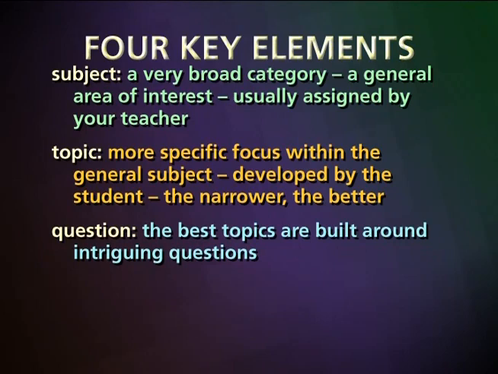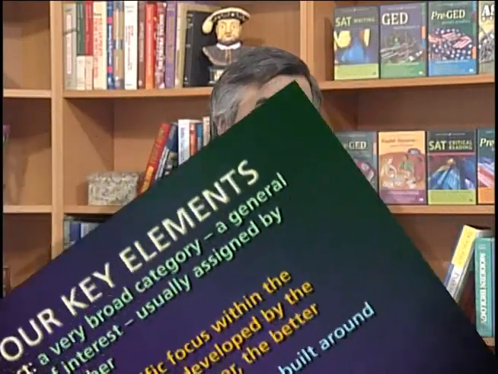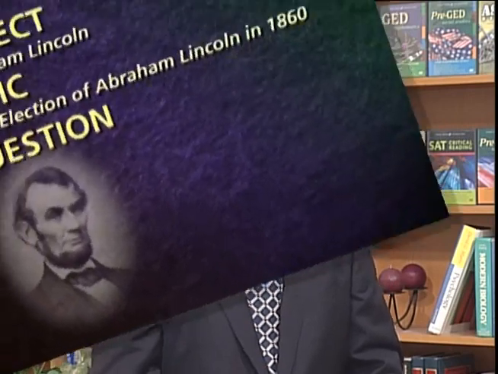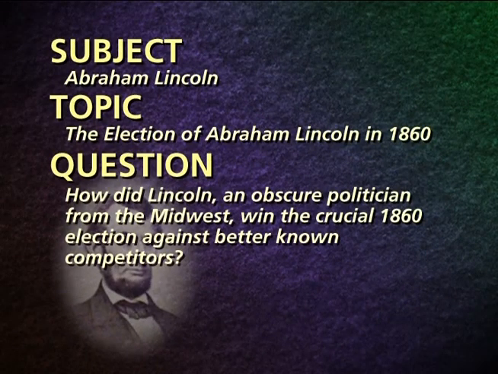Now, once you've got a topic, you next need to define a question that you want to answer in writing your paper. The best topics are usually built around intriguing questions that the student actually is interested in answering. So here's one possible question that you might want to ask yourself about Lincoln's election in 1860. Here's the question: how did Lincoln, an obscure politician from the Midwest, win the crucial 1860 election against better-known competitors? Once again, this works well for a paper of 10 to 15 pages in length. It's the kind of question that could probably be answered reasonably well in a paper of that length.